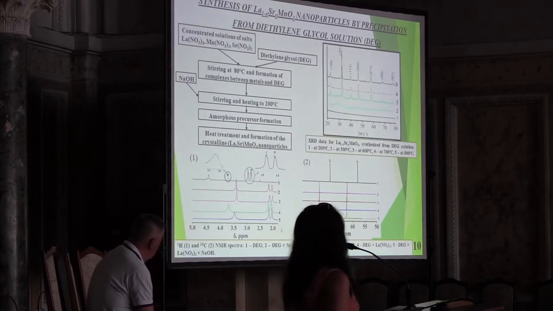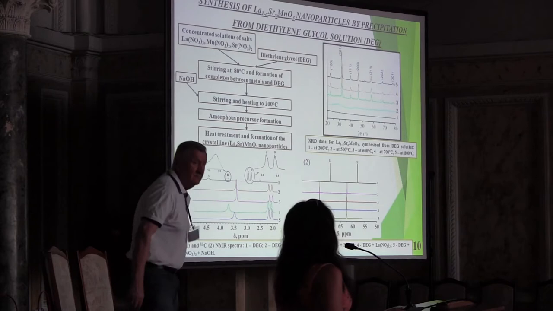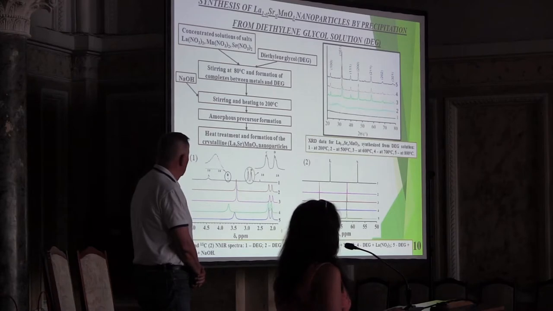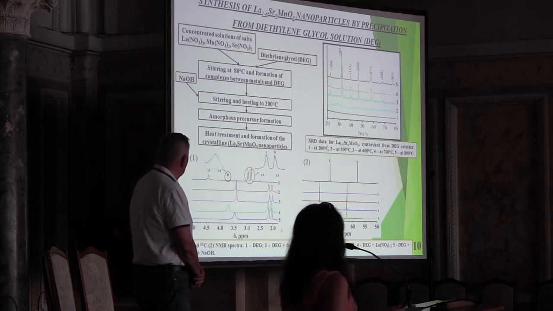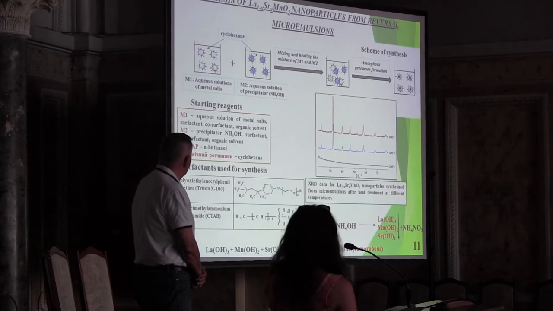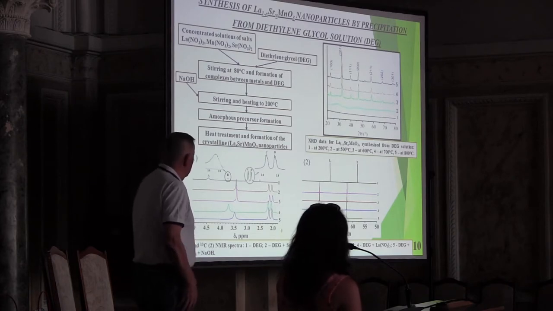At the second stage, we obtained nanoparticles by precipitation from diethylene glycol solution according to the scheme on the slide. The main result of the synthesis is that this process is also one stage. We obtain an amorphous product during the synthesis, but single-phase crystalline nanoparticles began forming at 600 degrees, and finally we obtain the crystalline product at 800 degrees.